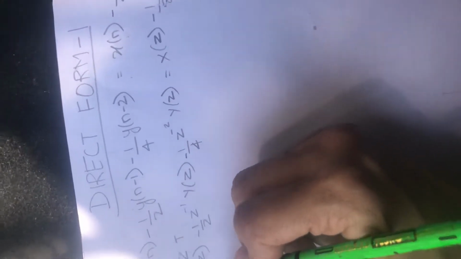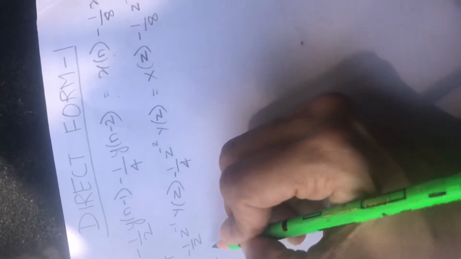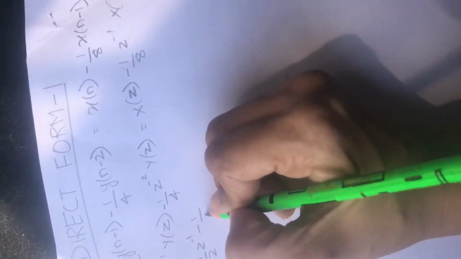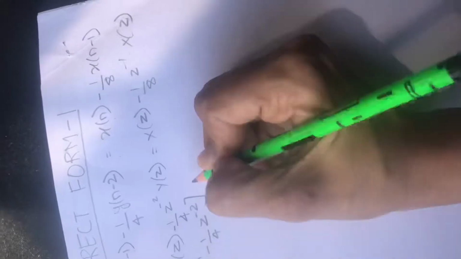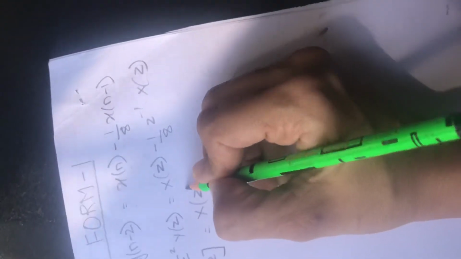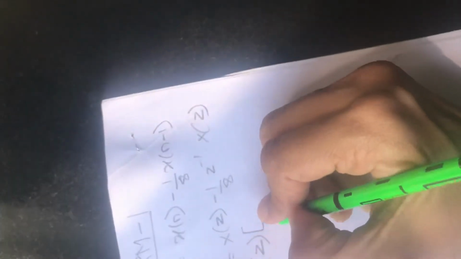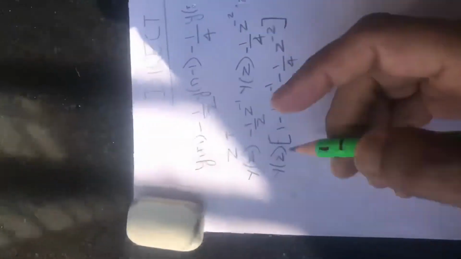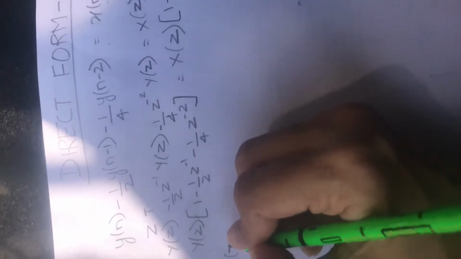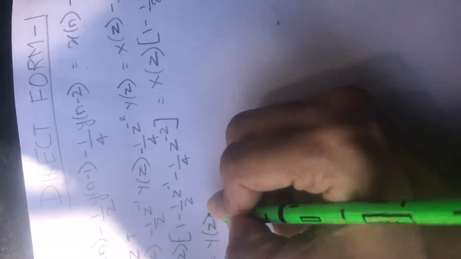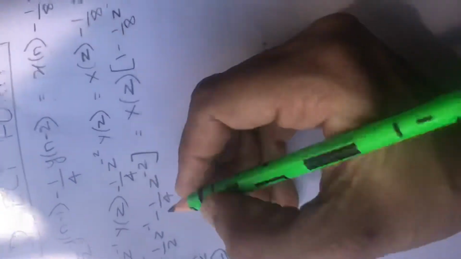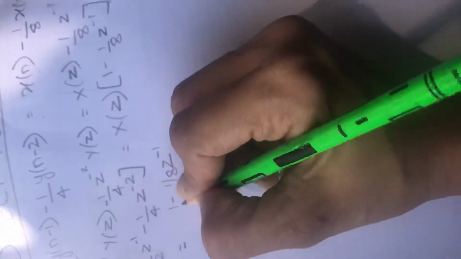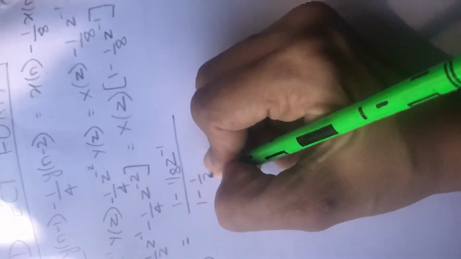Collect all y of z terms. So, I will have 1 minus half z inverse minus 1 by 4 z raised to minus 2. Collect all x of z terms. X of z 1 minus 1 by 8 z raised to minus 1. Now, the system function or the transfer function is given by h of z is equal to y of z upon x of z, that is 1 minus 1 by 8 z inverse upon 1 minus half.